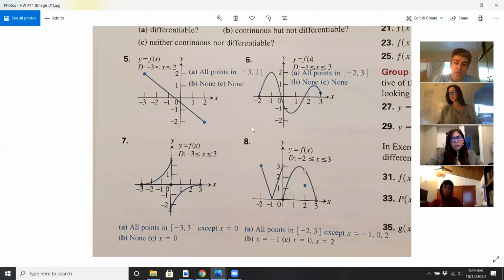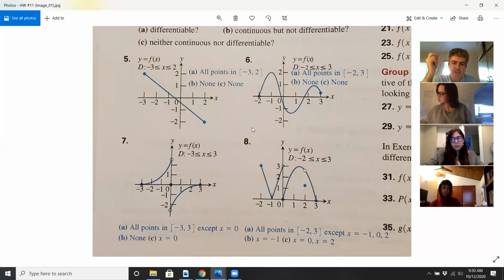I see 2 discontinuities at 0 and at 2. And I do see a corner at x equals 2. So first off, we're not differentiable at 3 places: -1, 0, and 2. Again, 0 and 2 because of lack of continuity, and -1 because of a corner. So different reasons for those points.